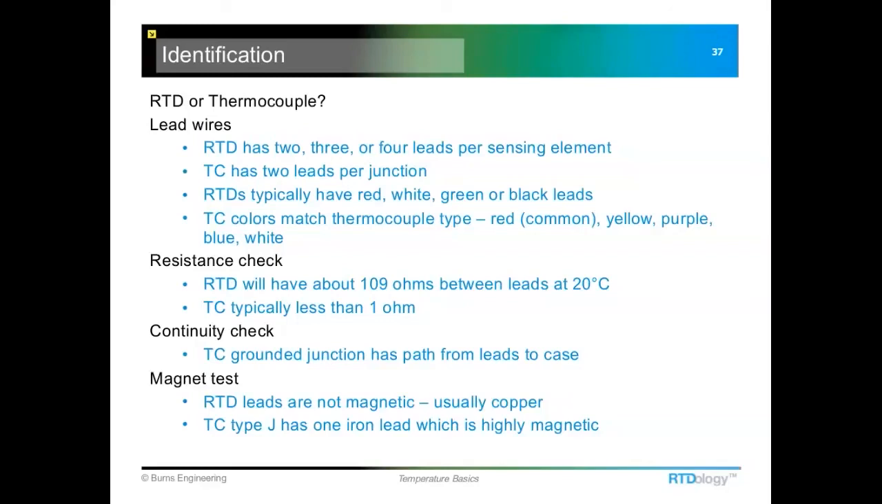And also with thermocouples, like a type J, for example, one of the leads is going to be iron, and it's going to be very magnetic. On some of the other thermocouples, one lead is going to be just slightly magnetic. RTDs, on the other hand, they're usually like a nickel or a silver-plated copper wire, and they're not magnetic at all.